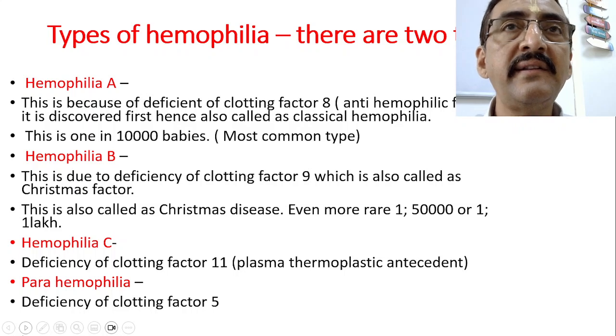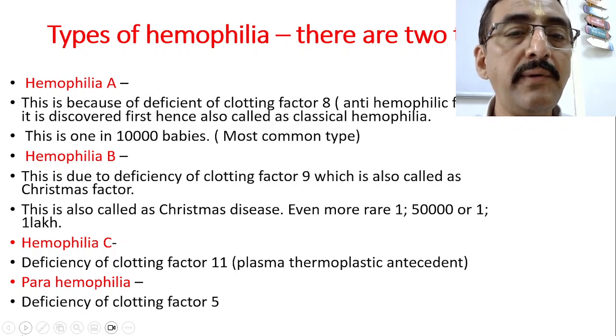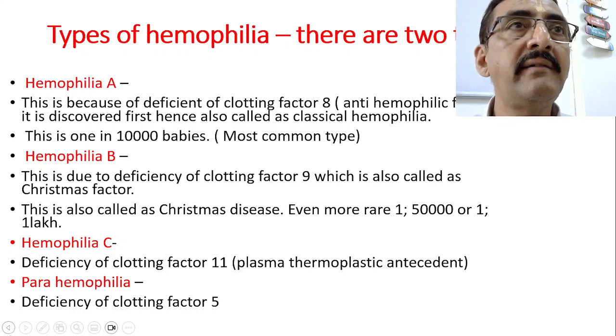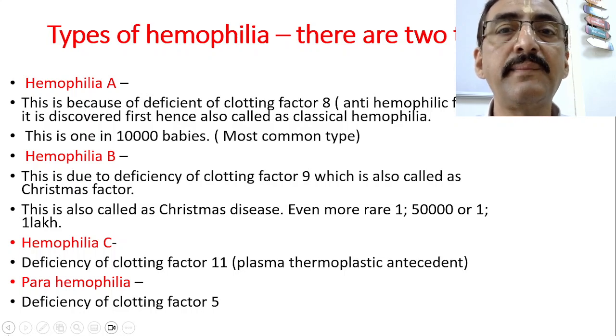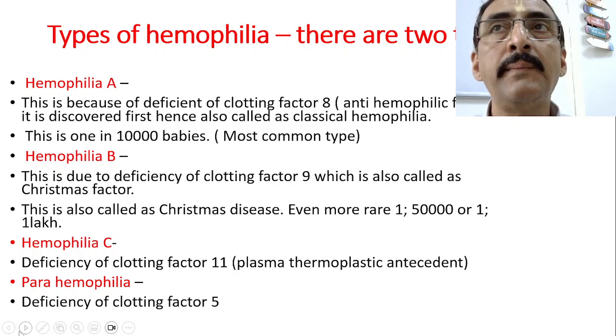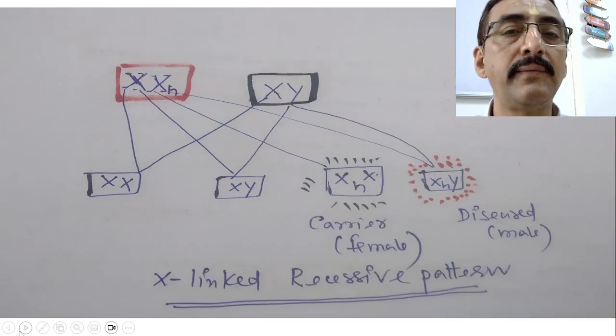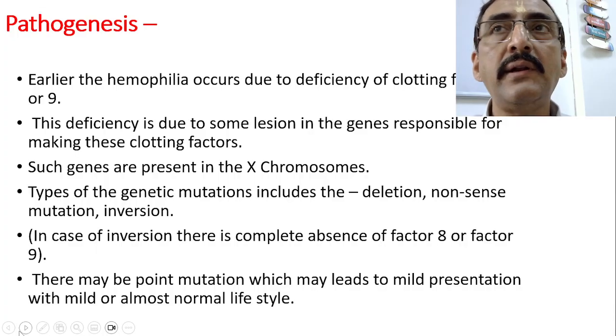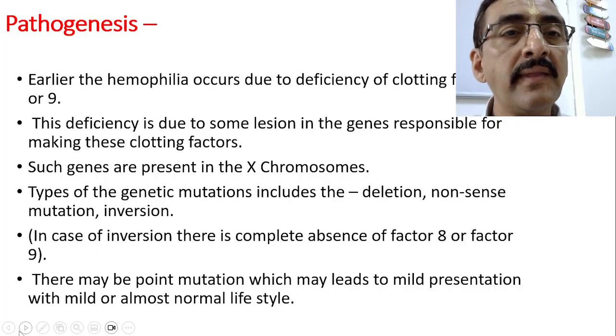So the intrinsic and extrinsic pathway, we know that factors 12, 11, 8, 9 all come under the intrinsic pathway. Therefore, the hemophilic group of disorders are always because of a problem in the intrinsic pathway. And now coming to the pathogenesis.